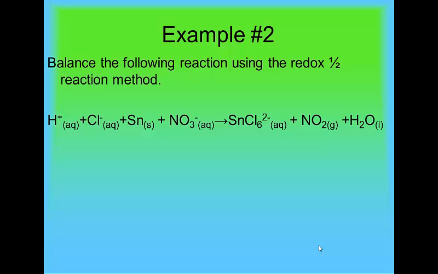Next example. Again, net ionic equation. Again, I'm not going to use the states of matter when I do my half reactions. I'm going to throw those in the finished product because they get in my way. Step number 1, assign oxidation states.